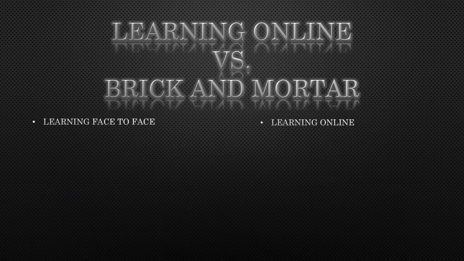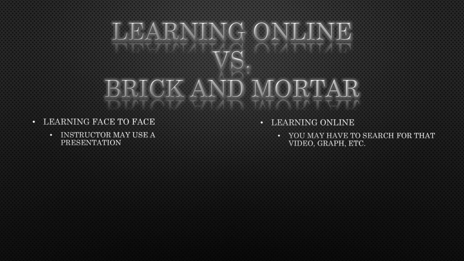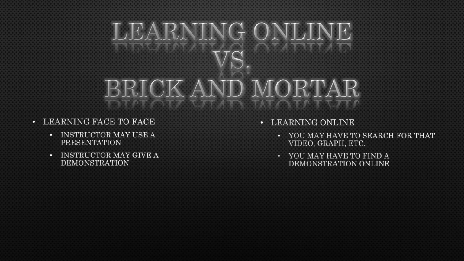How might these strategies vary in the typical classroom versus the online learning environment? Well, instructors will more than likely use visual aids when they give their period of instruction in that brick and mortar setting, and in the online environment you may have to search for the visual aid to relate it to your research. The instructor more than likely would give a demonstration of something he or she is covering in the brick and mortar setting, and online again you may have to find the demonstration via video or something along those lines. The instructor could use a concept map to explain the subject as he's giving the instruction.